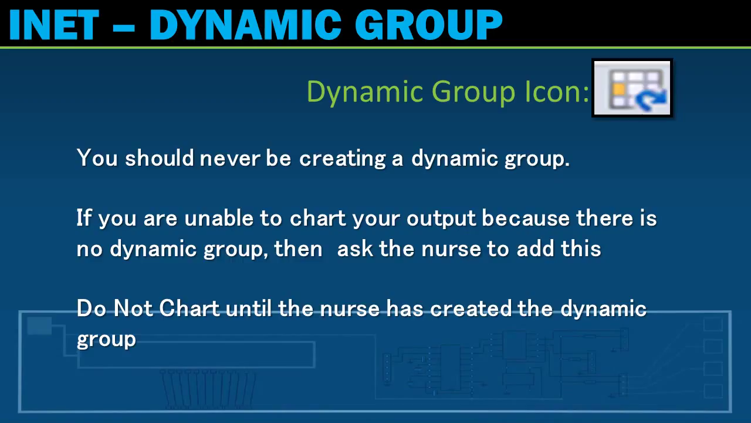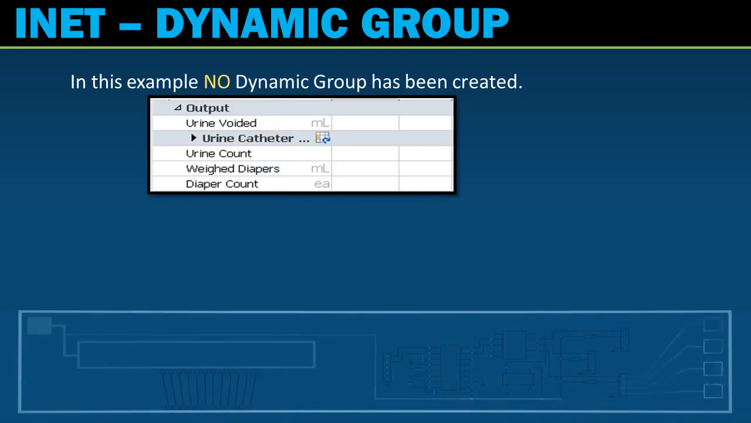You should never create a dynamic group. This icon should only be selected by an RN or an LVN. And if you're unable to chart your output because there's no dynamic group created, then just ask the nurse to add this. But do not chart until the nurse has created the dynamic group for the right item that you're trying to chart about. In this example here, you can see that no dynamic group has been created.